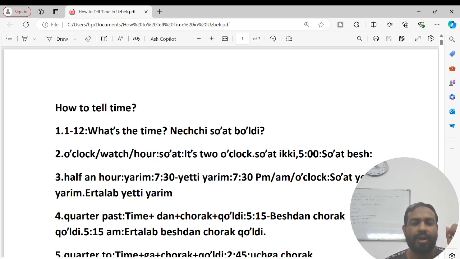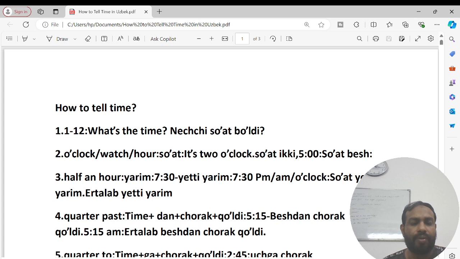Then half an hour is called yarim. Like 7:30, you are saying etti yarim. So time, then yarim: etti yarim, 7:30 p.m. So p.m. as well is coming in this sentence. First translate p.m.: saat etti yarim. When a.m., its equivalent is ertalab: ertalab etti yarim.